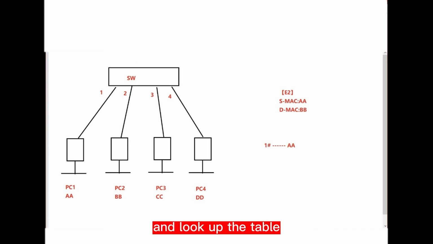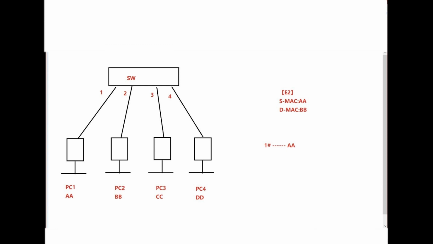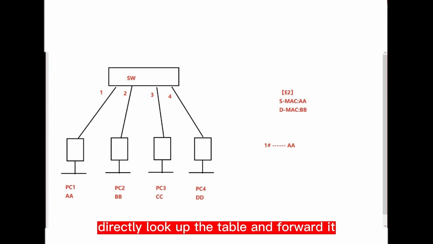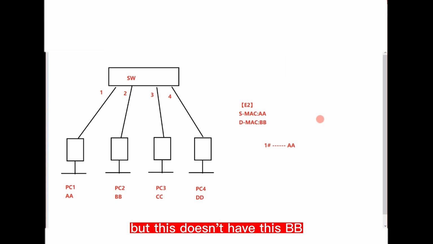And look up the table. If there is an entry, it means that this data has a clear destination. Known unicast data frame: if you know it, directly look up the table and forward it. What if you don't know? Now it's going to be BB, but the table doesn't have this BB. Then what should we do?